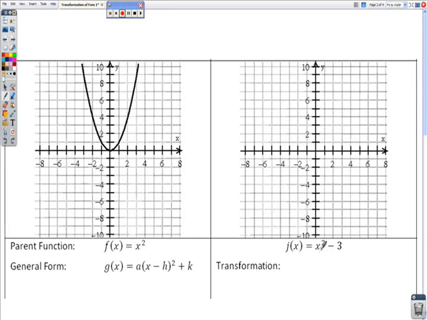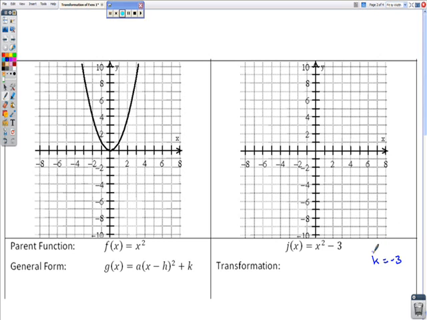So here we have a function, j of x equals x squared minus 3. This minus 3, what is it? Is it the h or is it the k? If you think about it, you can say to yourself, is the 3 happening before or after the function is being applied? Well, I take x and I square it first. So I've just applied the function. And now I have minus 3. Well, that means that the minus 3 has to be k, because it's happening after the function is being applied.